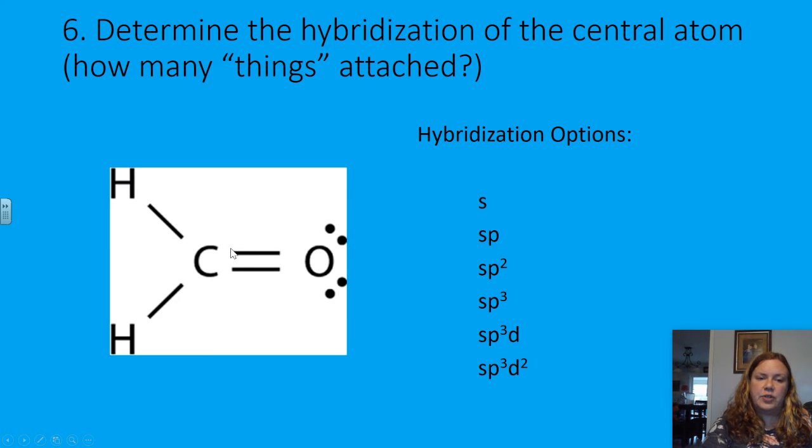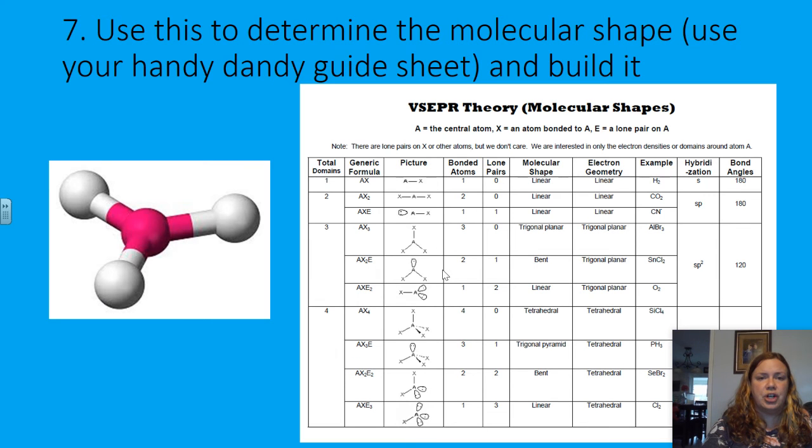So what we want to look at here is our carbon, and we have a hydrogen attached and an oxygen attached. So therefore, we have 3 things attached. That means our hybridization for this molecule is going to be an sp2. The reason why we want to know that is so now we can figure out our molecular geometry.